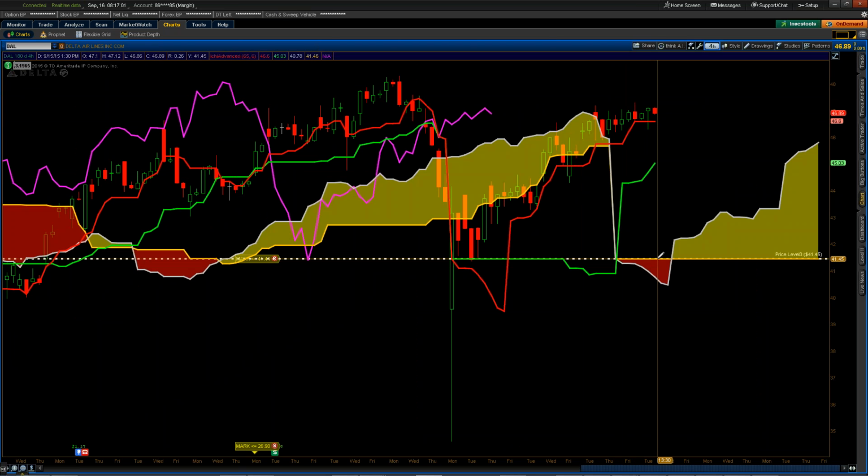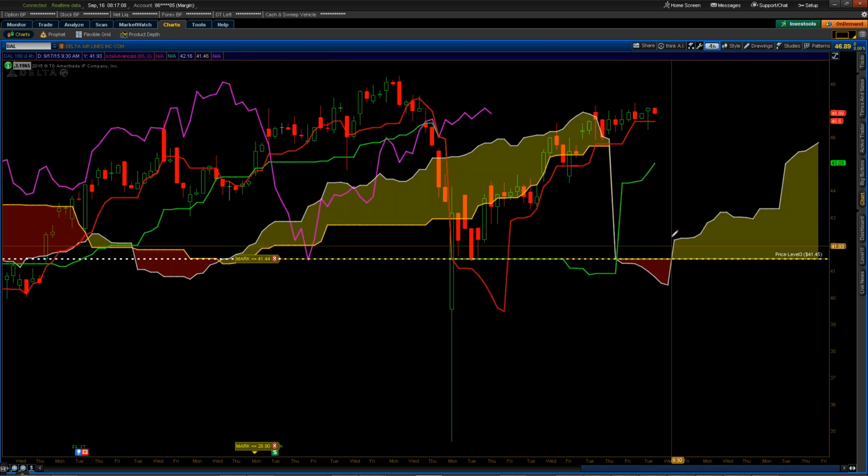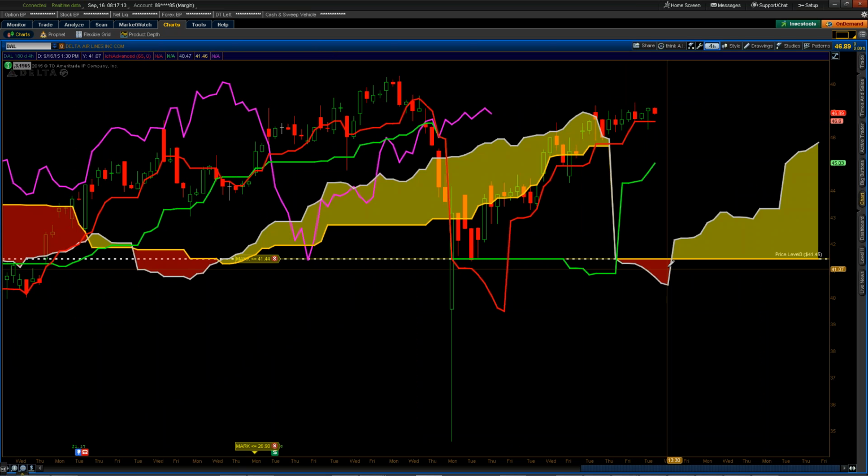Your boundary condition, your multiple time frame support is right here. That means this is the boundary condition between this being bullish and this not being bullish. This is where it could be bearish and so forth.